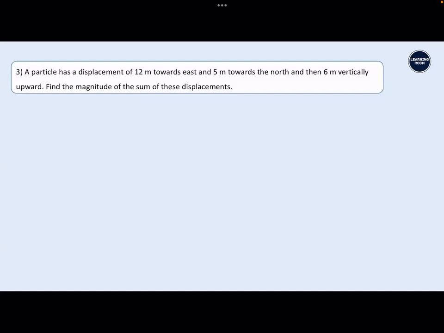How many of you could solve this? You got an answer? Anybody who could get the answer? First of all, now let's see the third problem.